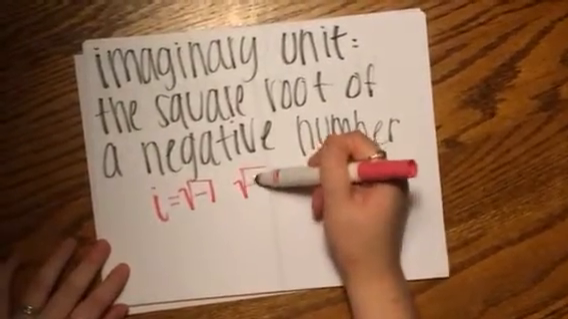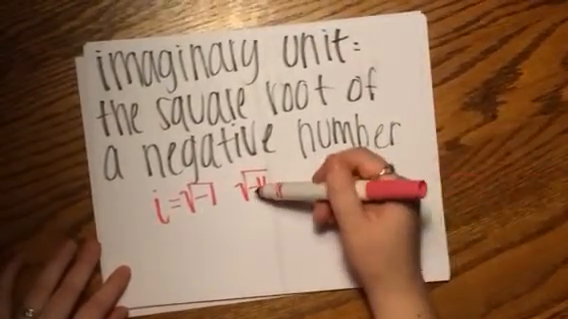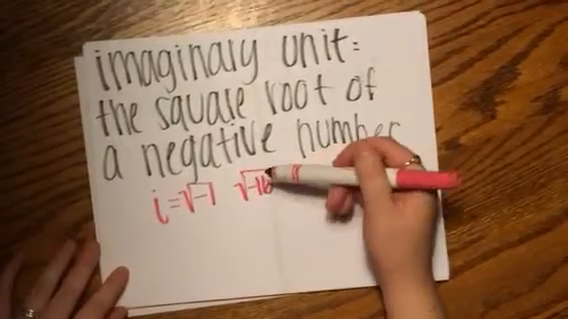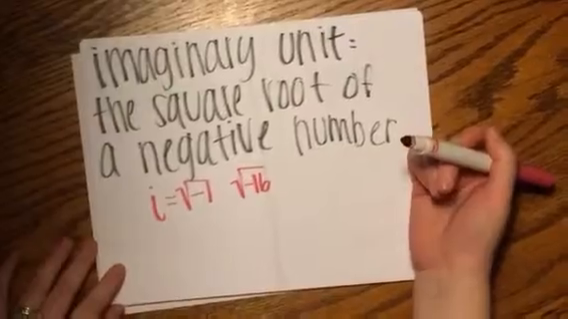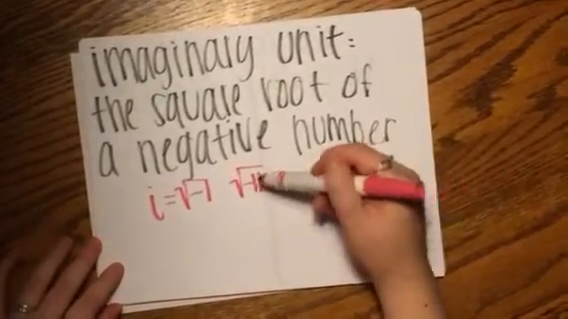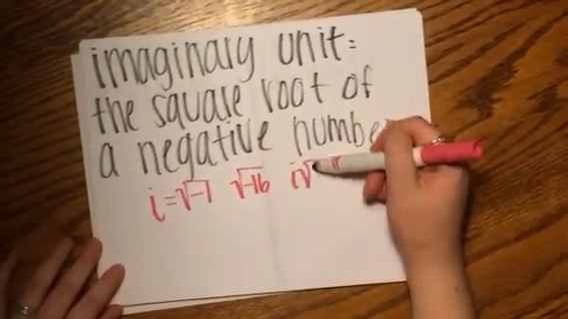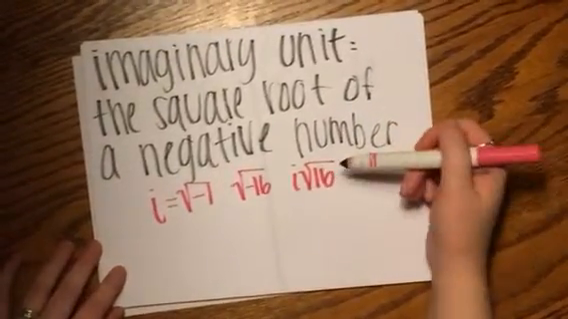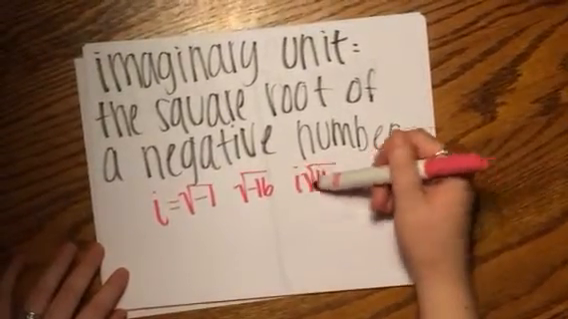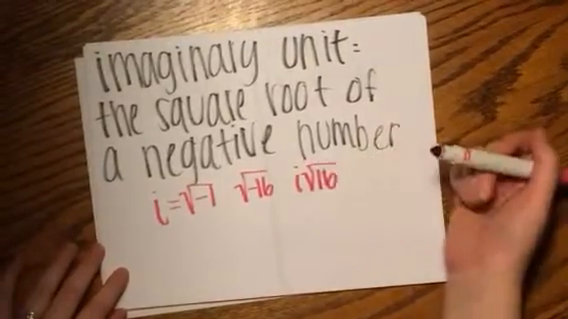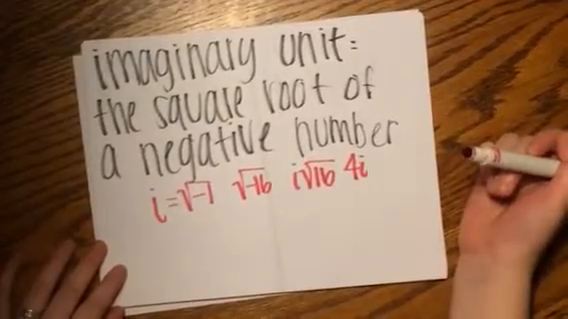The square root of negative 16. To solve this, you really can't take a square root of a negative number, so you have to use an imaginary number. To get rid of this negative, you put an I on the outside of the radical because this stands for that negative underneath the radical. So it's I square root 16, and the square root of 16 is 4. So our answer is 4i.